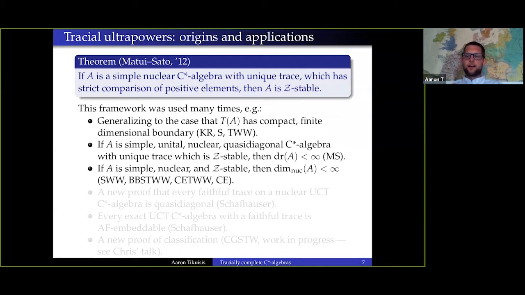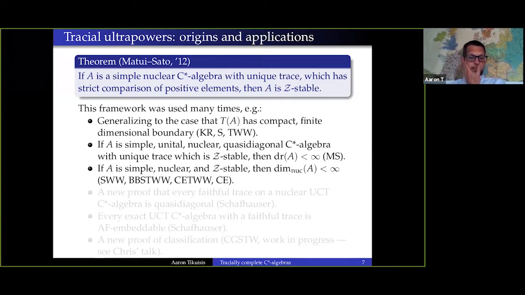This was done here. These are not independent, but each team generalizes the previous one. The first was Sato, White, Winter, and then Bosa, Brown, Sato, Tikuisis, White, Winter, and then Castillejos, Evington, Tikuisis, White, Winter. Up to there it was the unital case, and then Castillejos and Evington did the non-unital case as well. So this has been fully established now. This represents one implication of the Toms-Winter conjecture proven in full generality.